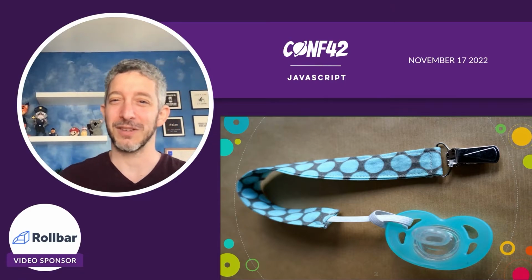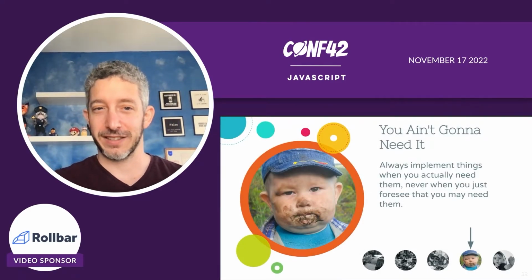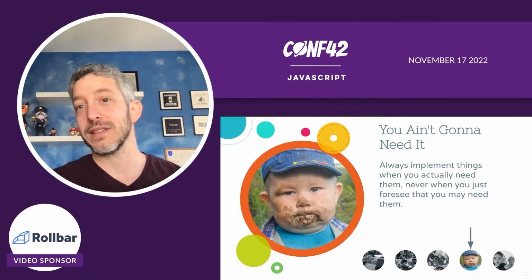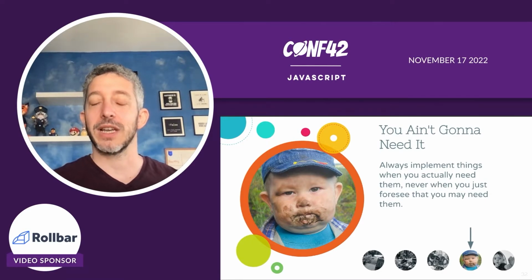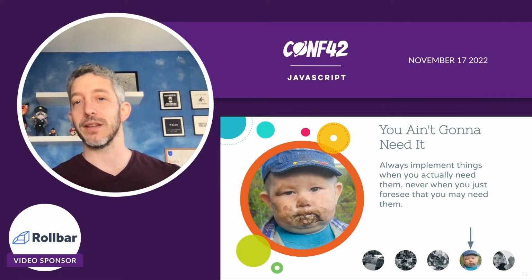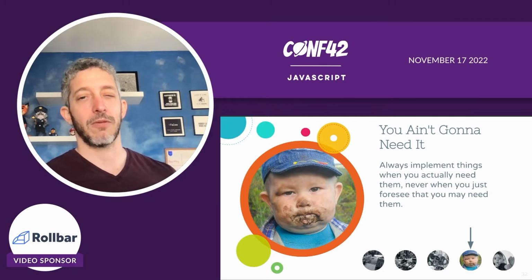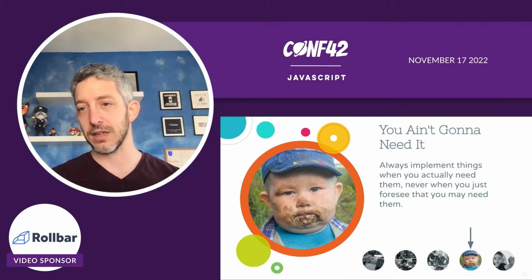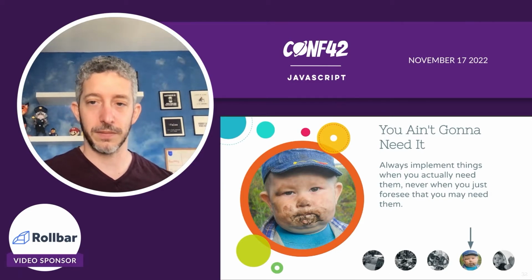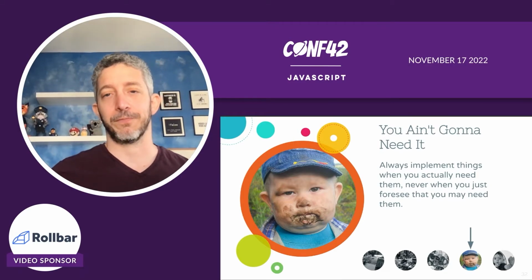Right, let's move on to the next one. You ain't gonna need it. Always implement things when you actually need them, never when you just foresee that you may need them. Let's say that we need to add a new feature, a function that accepts a user ID and returns the user from the DB. How should we implement it? Let's give it a shot.